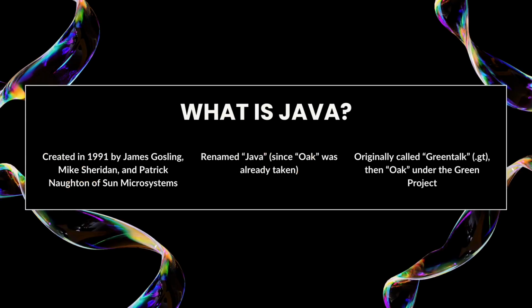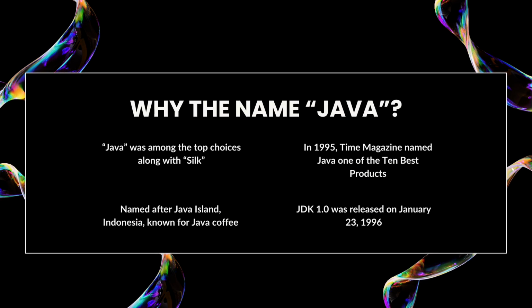Java was created in 1991 by James Gosling, Mike Sheridan, and Patrick Naughton of Sun Microsystems. It was originally called GreenTalk, using the .gt file extension. Later, it was renamed Oak as part of the Green project, and eventually became Java when they realized that the name Oak was already taken. According to James Gosling, Java was one of the top choices along with the name Silk. The name was inspired by the Java island in Indonesia where Java coffee originated.